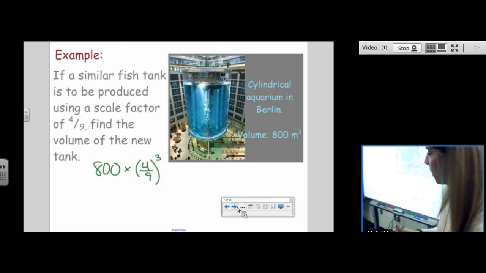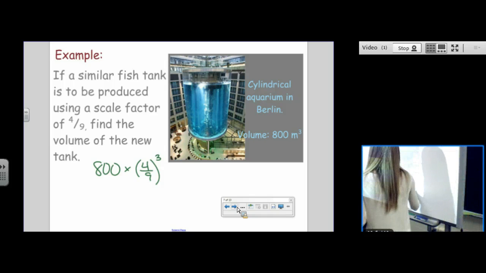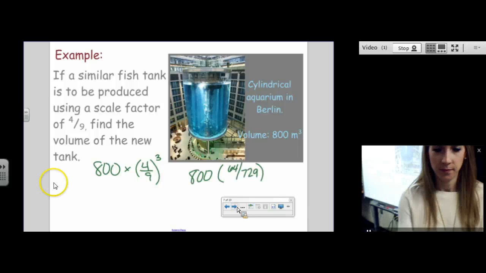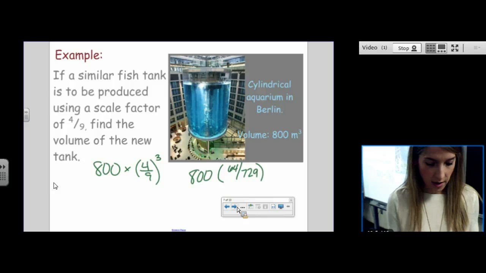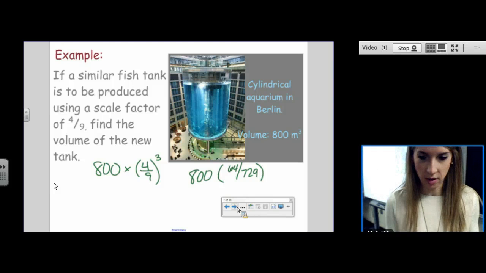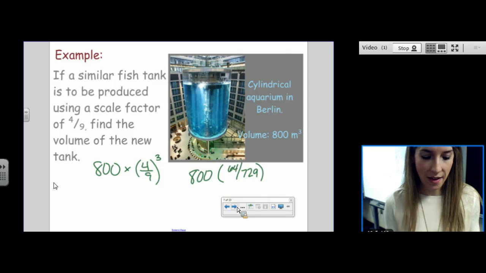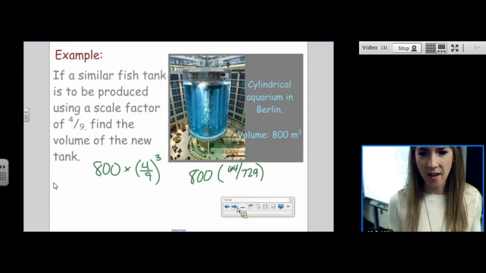I realize the numbers get large kind of quickly. So we are doing 800 times the scale factor of 64/729. And you let your calculator do the work. 800 times 64 divided by 729, unless you want to do it by hand. Just kidding. And then you press math, enter, enter. And it's a really ugly answer that really doesn't have very good real-world applications.